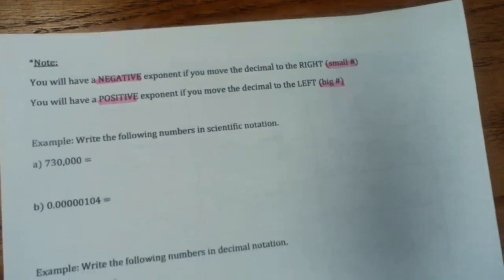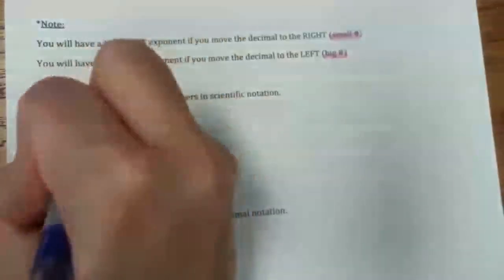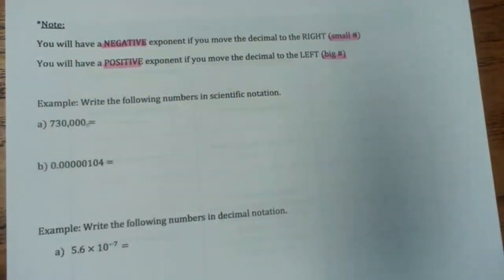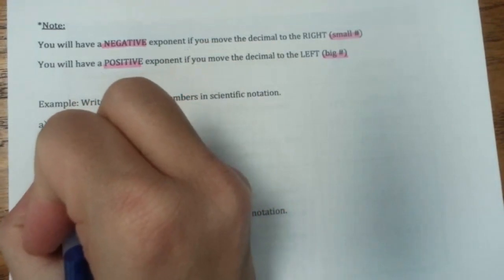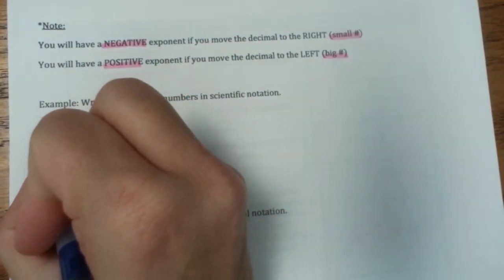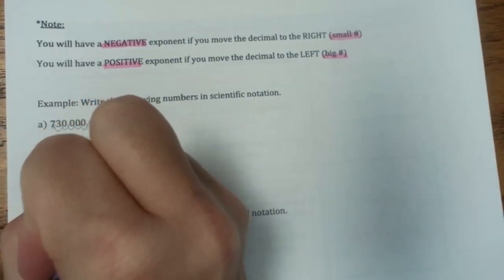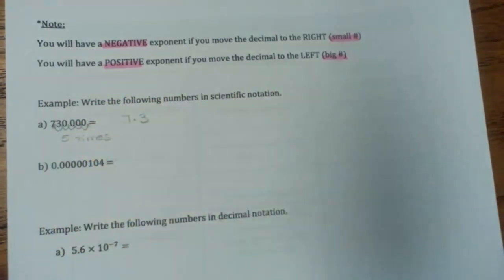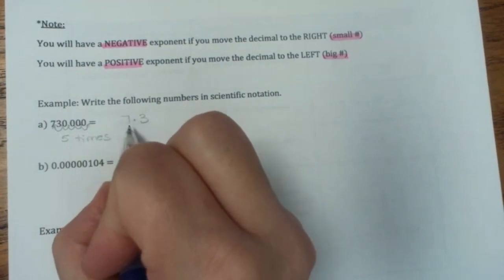Let me show you. Let's do an example. Write the following number in scientific notation. So we have 730,000. So our decimal's at the very end. I want to take this decimal and I want to move it until I have one digit to the left of the decimal. So moving it 1, 2, 3, 4, 5 times. So I'm left over with 7.3. I don't need all those zeros at the end. Notice there's one digit, just 7, in front of the decimal.